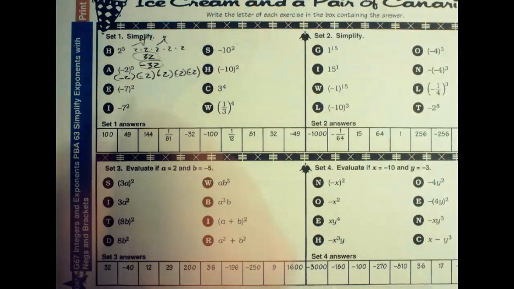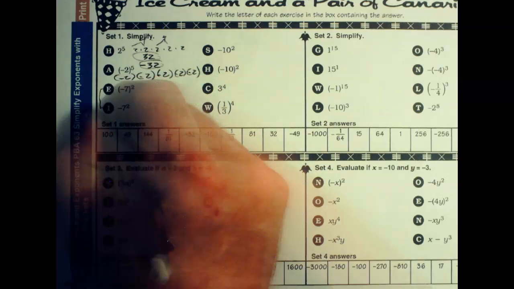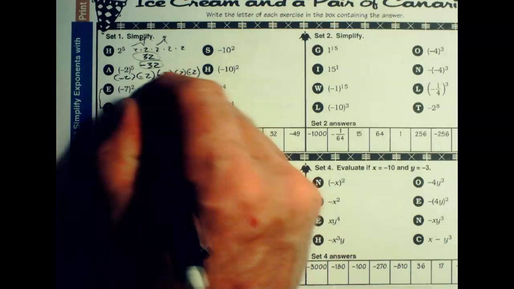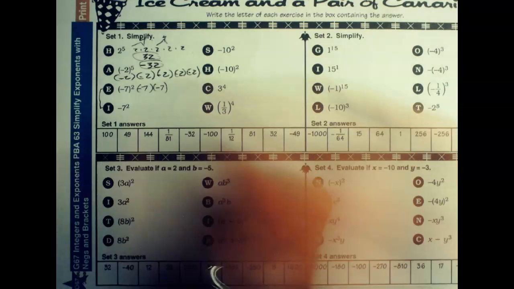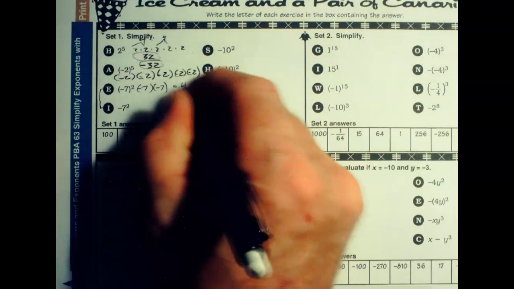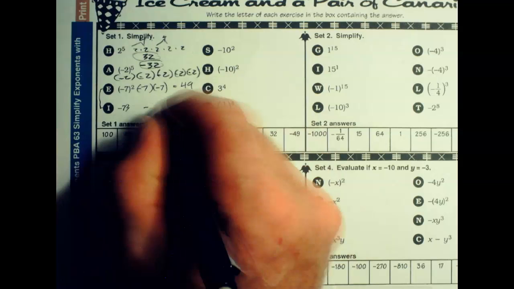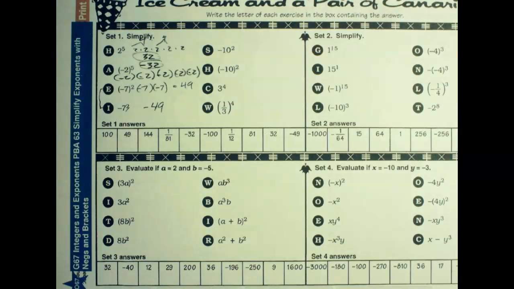All right, negative 7 squared. These are the two, this is where I should have started. These two problems you have to understand. This problem here means negative 7 times negative 7. So if it means negative 7 times negative 7, this is definitely a positive 49. This one here, you have to do the exponent first, which is 49, and it's still negative. This is a negative 49. All right?